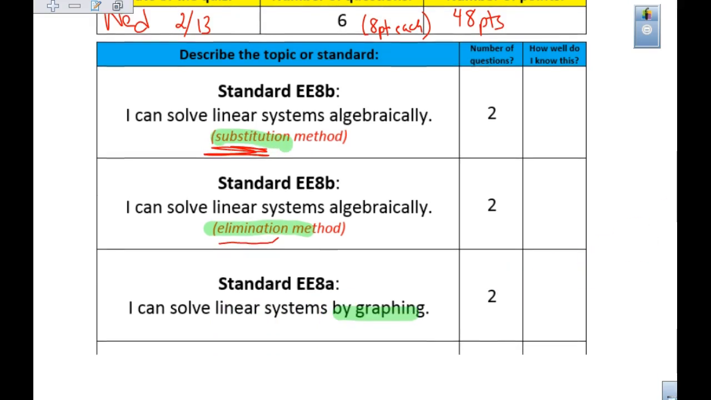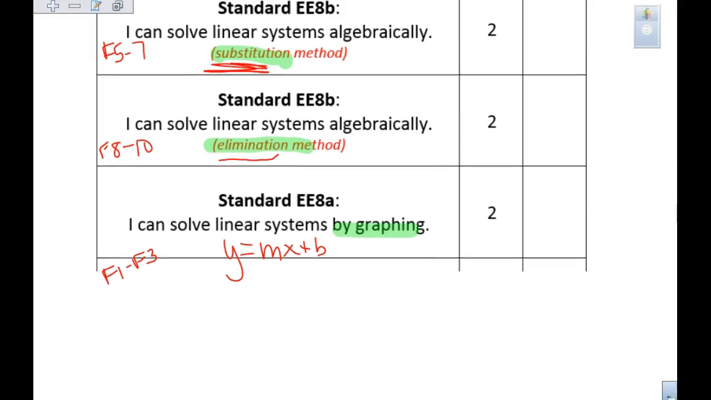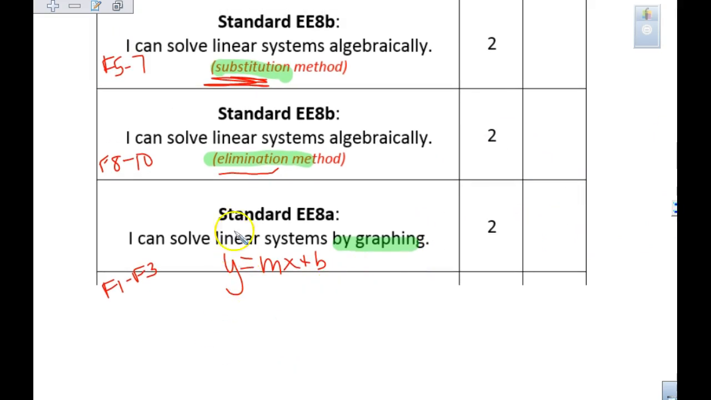And again, just like we were talking about before with the graphing, the easiest way to graph is to make sure your equations are written in y equals mx plus b form. This was lesson F1 to F3. This was when we were doing the substitution. This was F5, 6, and 7. This was F8, 9, and 10 for those units. So if you need to go back and look at the notes or the video or the problems in those, because we didn't do all of them, you might want to go back and practice them because you have those answers.